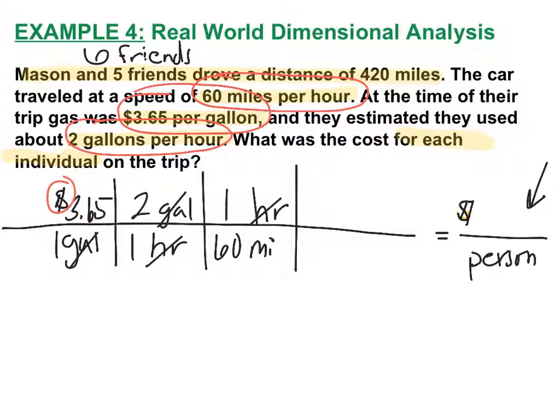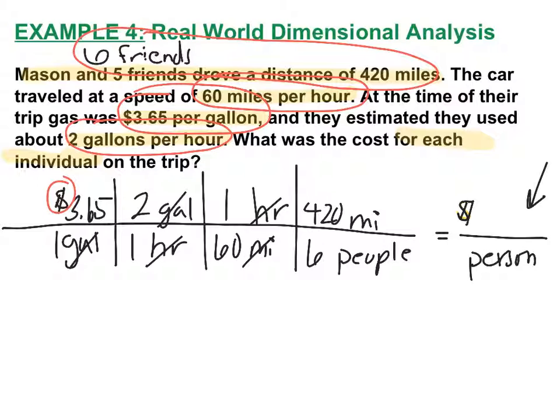But I don't want miles. In the end, I want money over persons. Which conversion factor has people or has miles in it? 6 friends go 420 miles. So I know I don't want miles, so that goes diagonal. So 420 miles and 6 people. My miles cross each other out. I want people or persons in the end, so I have money on top and people in the end. Everything cancels each other out.